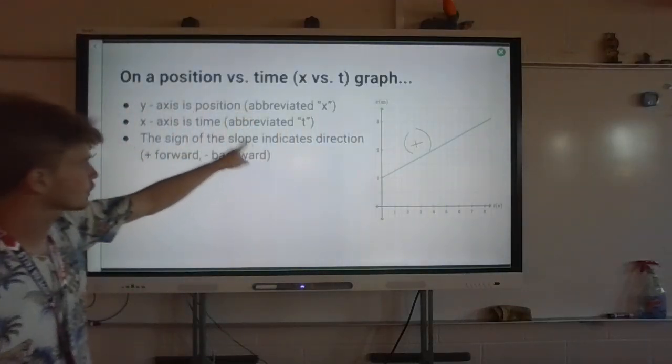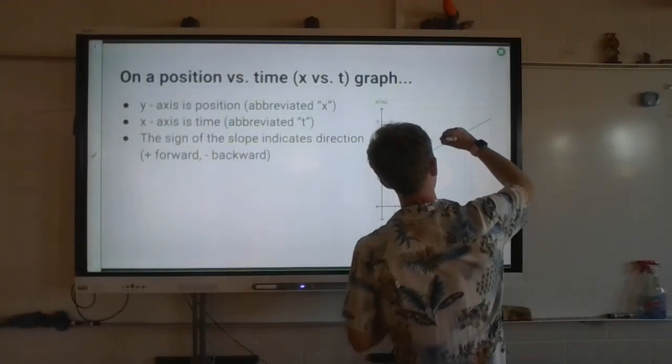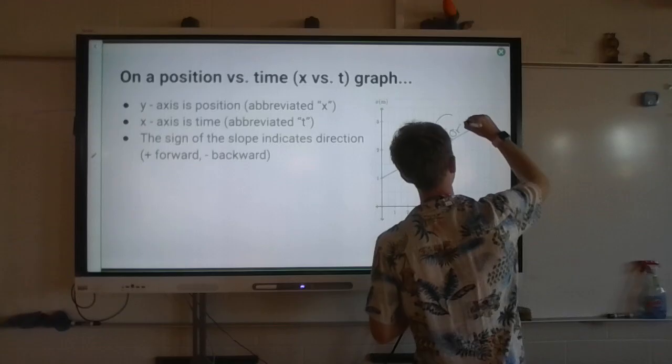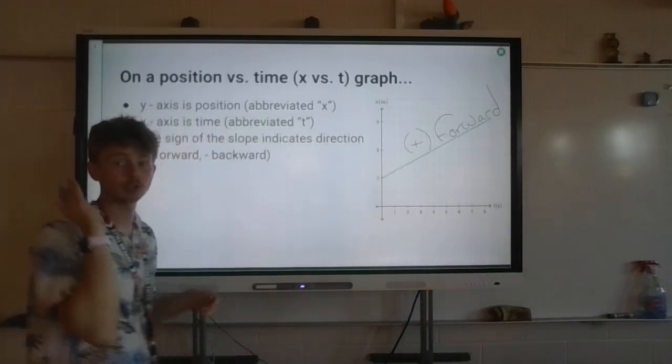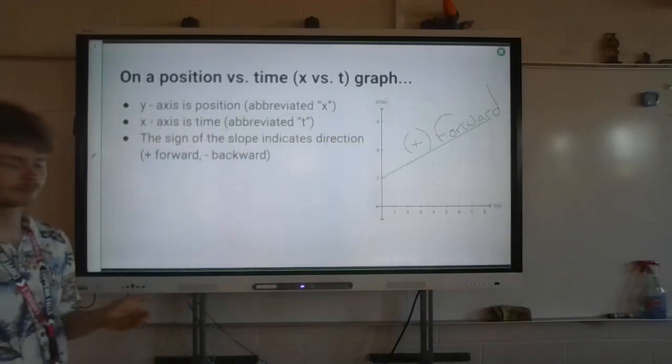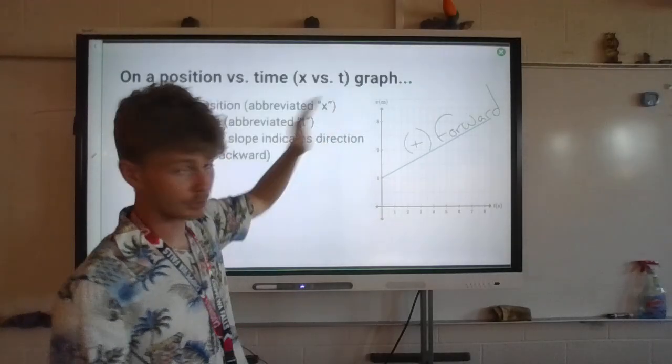The sign of the slope indicates the direction. So if you have a positive slope, that means you're moving forward. You're moving away from the starting line, getting toward your destination or your finish line. Anytime the slope is going up, you're going forward.